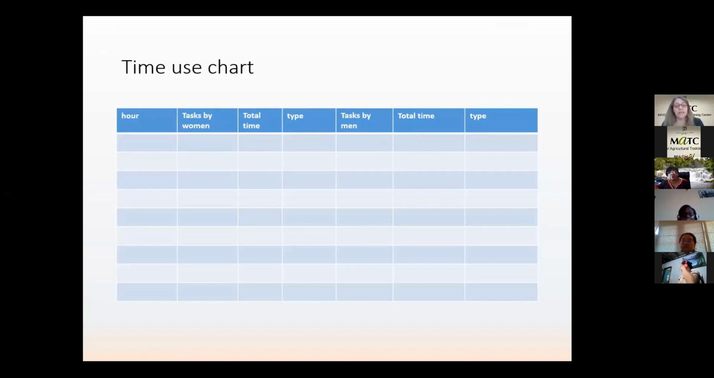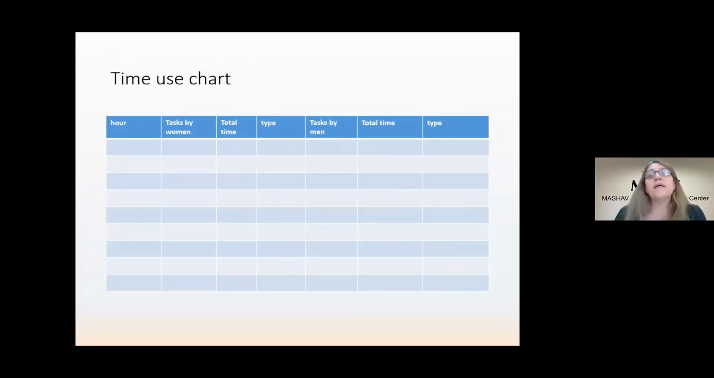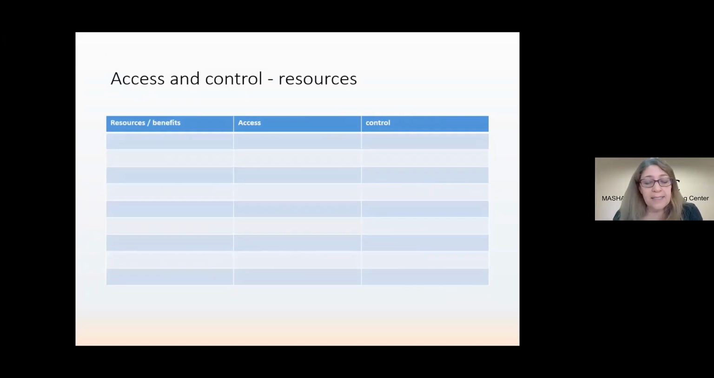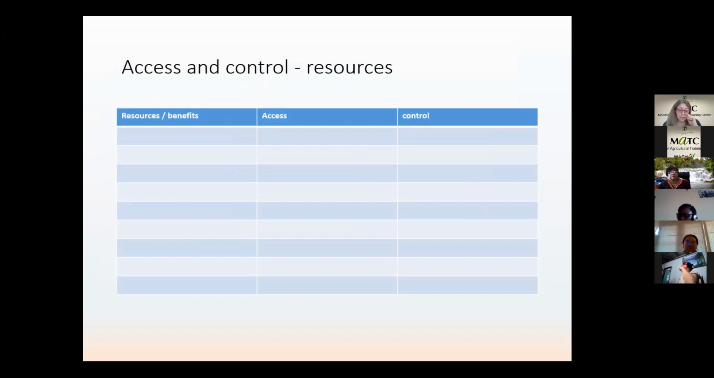This allows us to identify the time constraints and labor division of the families and the community. The second chart that you can use is an access and control for resources. This allows us to understand power relationships and gender roles in the community, and also to identify where the strengths and the constraints, where the bottlenecks, where the problems might be.